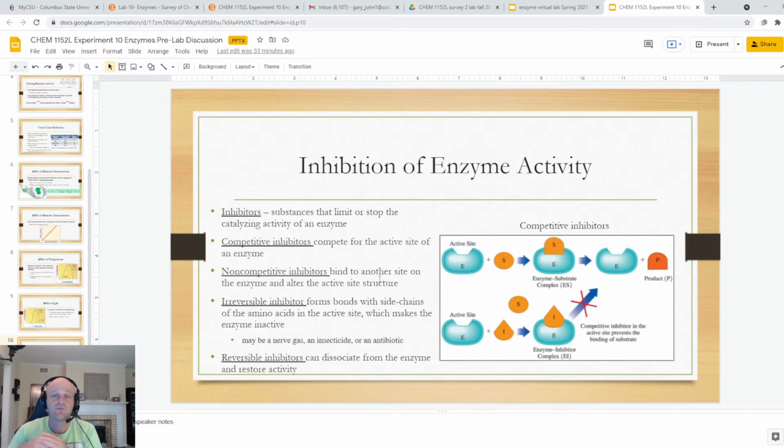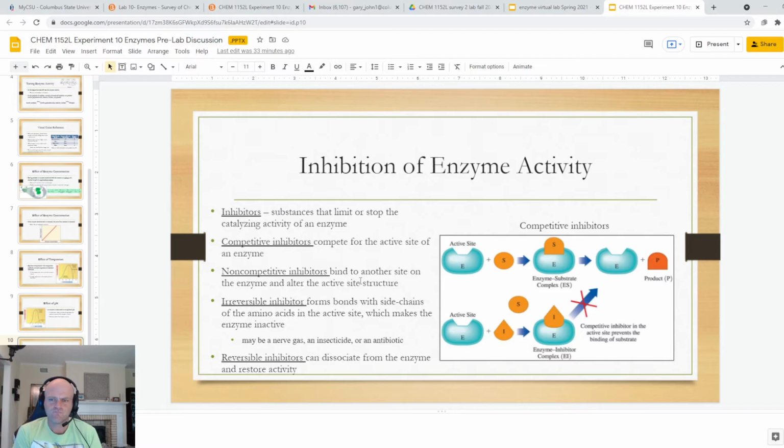Non-competitive inhibitors bind to something other than the lock portion of the enzyme. Remember I talked about the enzyme being a lock and key, right? Well, something else could bind to the backside of this lock and change the configuration where the key no longer fits. That's called a non-competitive inhibitor. And you'll see more illustrations of this in your text as well.